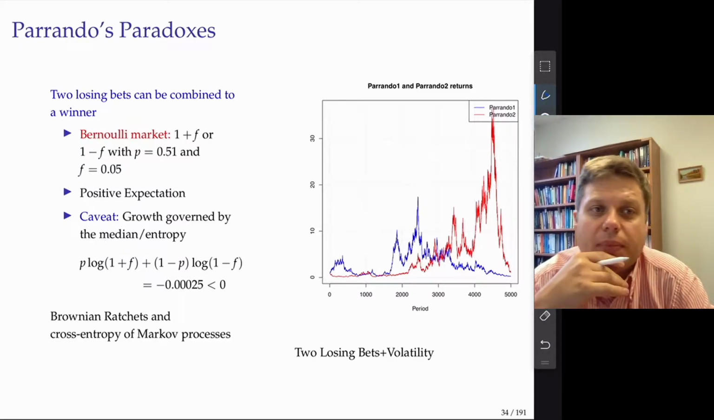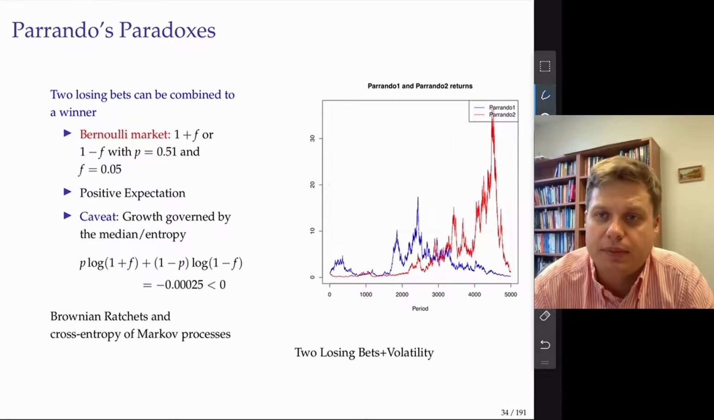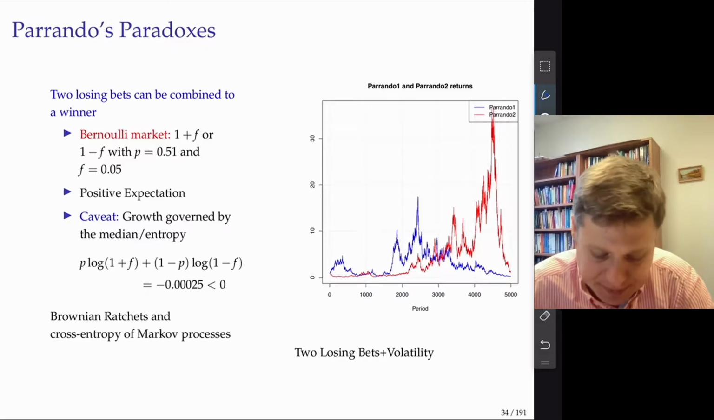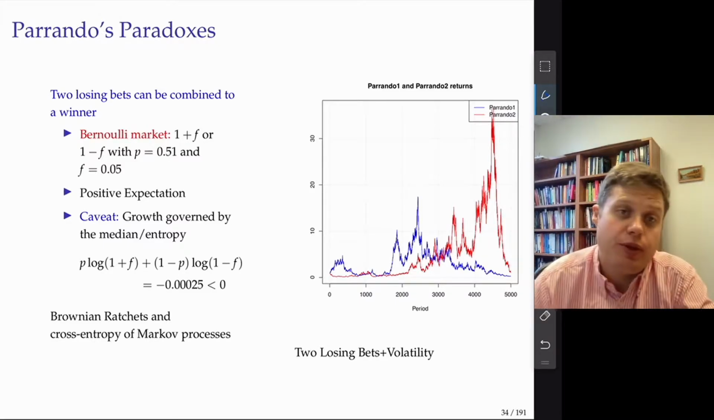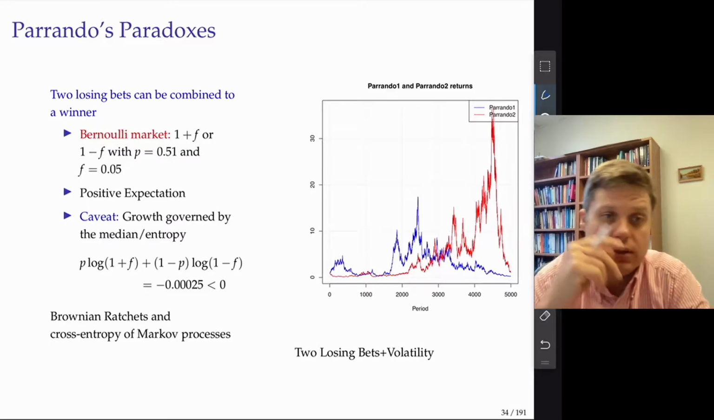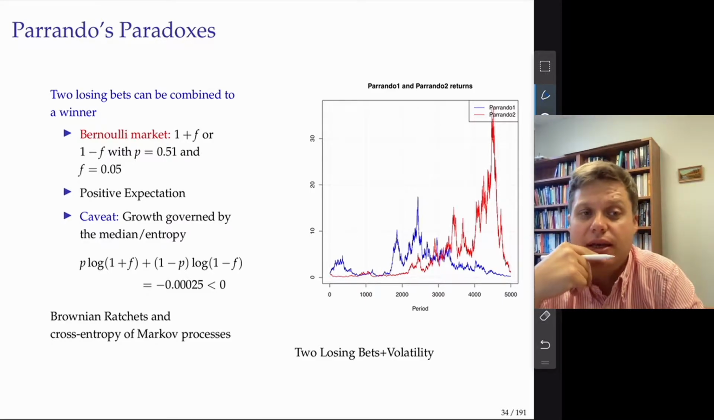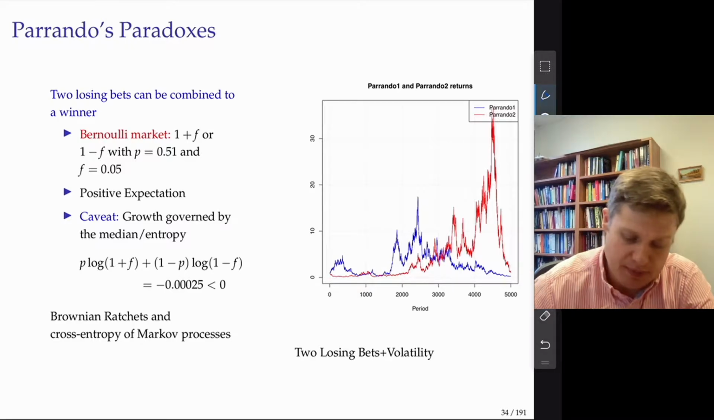Let's look at another paradox called Parrondo's paradox. This is one of my favorite ones, and it's an example where you have two losing bets, and when you combine them, when you play sometimes one bet, sometimes another bet, it actually leads to a winning strategy.